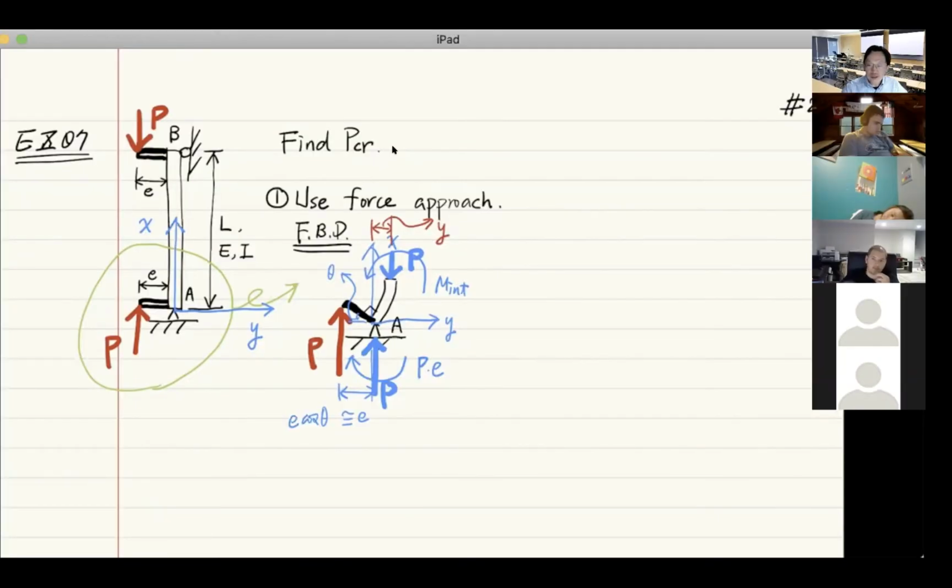So when you think about it, the internal moment, this term here, it equals what? It equals force P times Y, that's one moment, plus another moment, which is P times E. Would you agree? So they have two terms. That's P times E, which is basically the eccentricity effect.